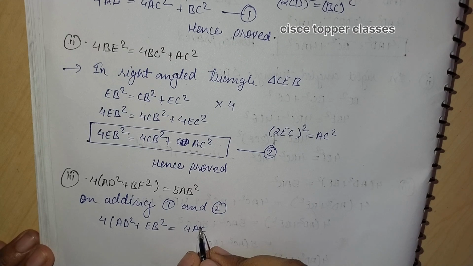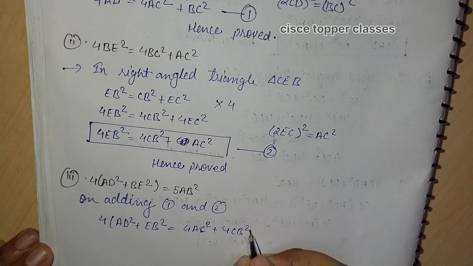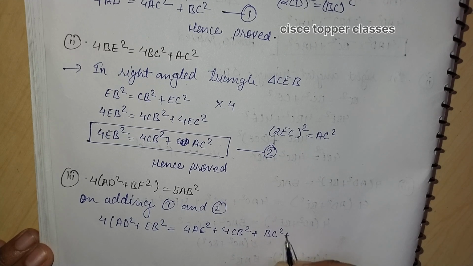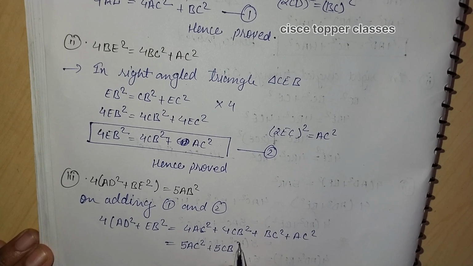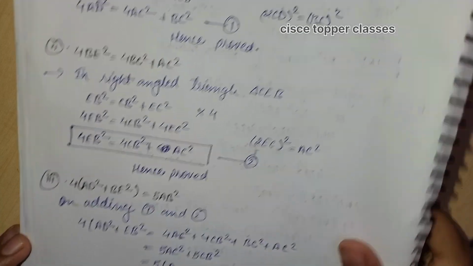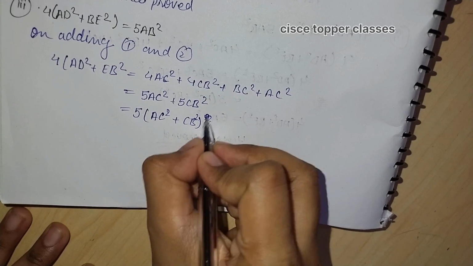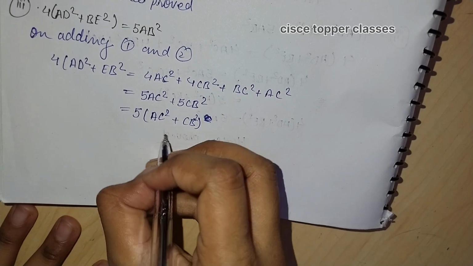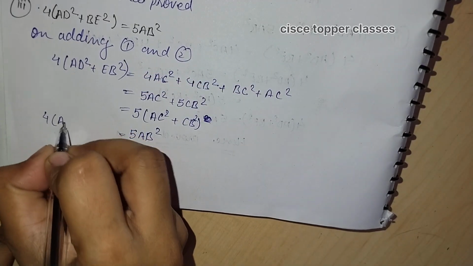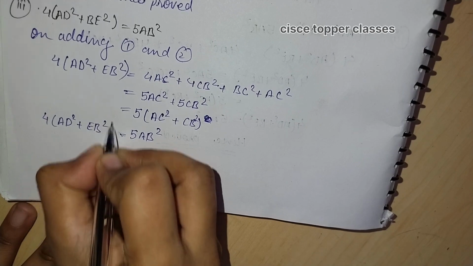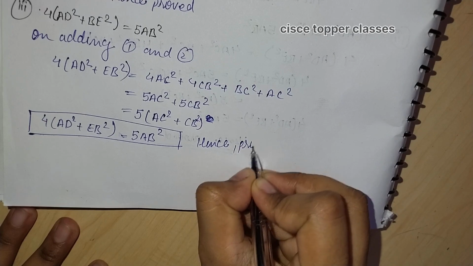plus 4BC square plus AC square. So simply now we can write it as 5AC square plus 5CB square, which will be equal to 5 as common, AC square plus CB square, and now 4AD square plus 4EB square on the left hand side. Hence proved from here. AC square plus CB square we can write, applying the Pythagoras theorem, as AB square here. This is only we have to prove in this question, hence proved from here. So this is the final answer.